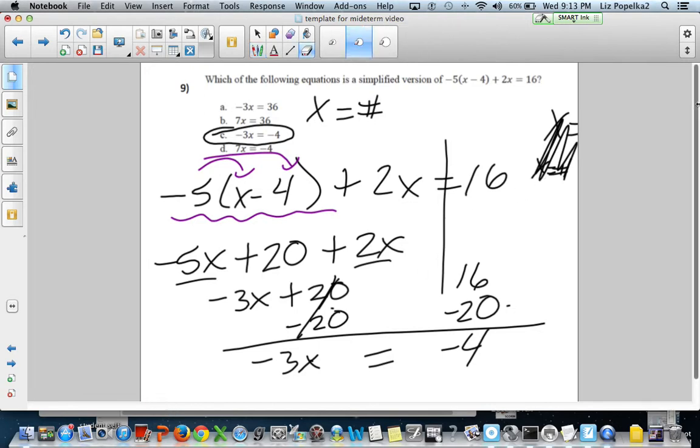It's important for you to keep in mind that this question is kind of an unusually worded one. This isn't asking us to solve for x. It's just asking us which one of these options means the same thing as this one, just in a more simplified form.